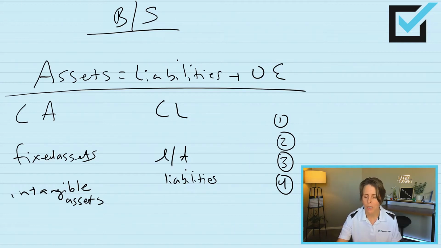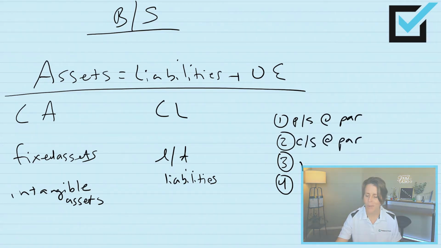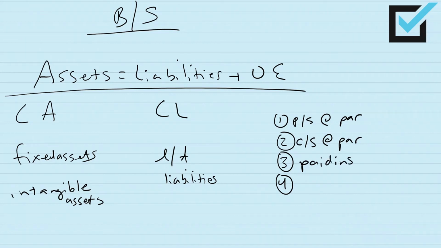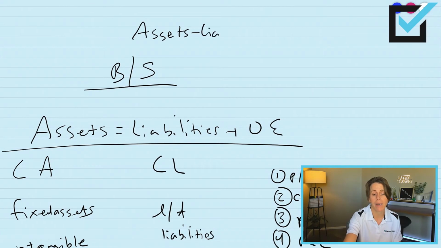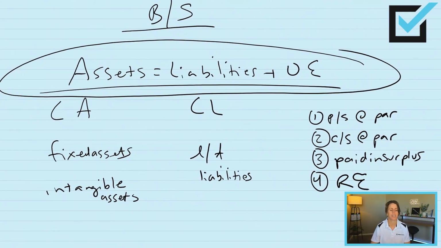Common and preferred. So we have preferred stock at par. We have common stock at par. We have paid-in surplus, also called paid-in capital, and we have retained earnings. So if we were looking at our client's balance sheet, we might say assets minus liabilities equals the client's net worth. But when you're taking the securities exam, assets equals liabilities plus owner's equity is the balance sheet equation that I would most like you to use.